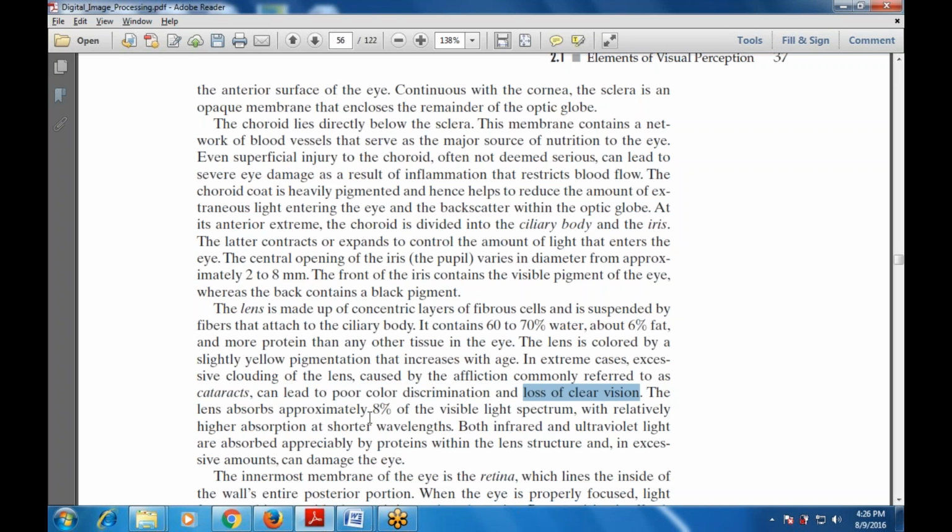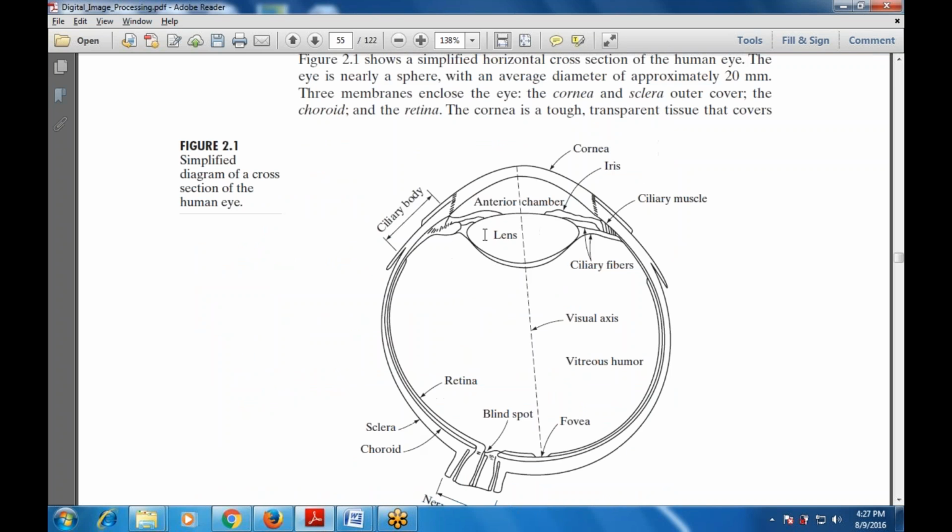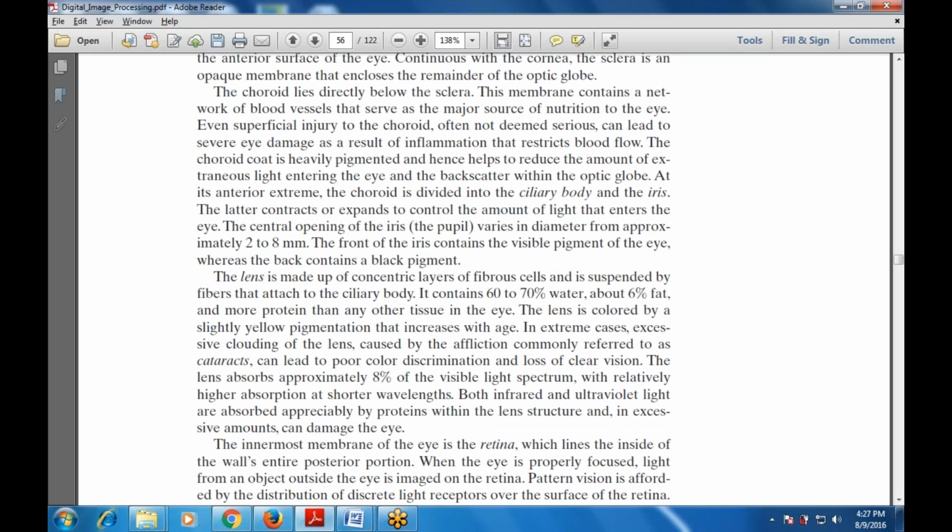Then the lens also absorbs 8% of the visible light spectrum, with relatively high absorption at the shorter wavelengths. Both infrared and ultraviolet light are absorbed by the proteins within the lens structure, and in excessive amounts they can damage the eye.